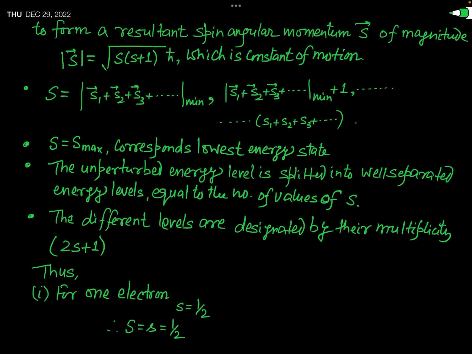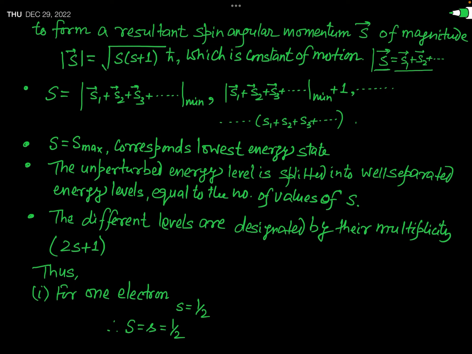So if you consider that S is the resultant spin angular momentum vector, and s1, s2, and so on are the spin angular momenta of the individual optical electrons of an atom, then the resultant spin angular momentum of the atom will be simply the vector sum of the individual spin angular momenta.